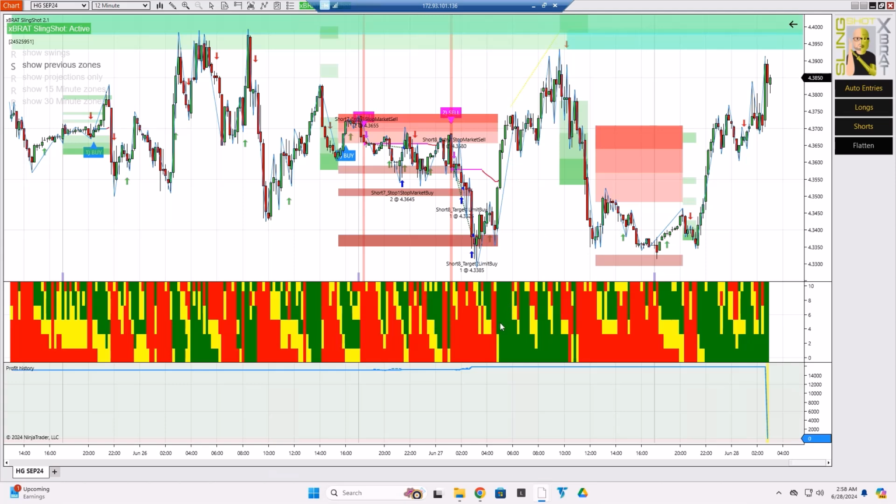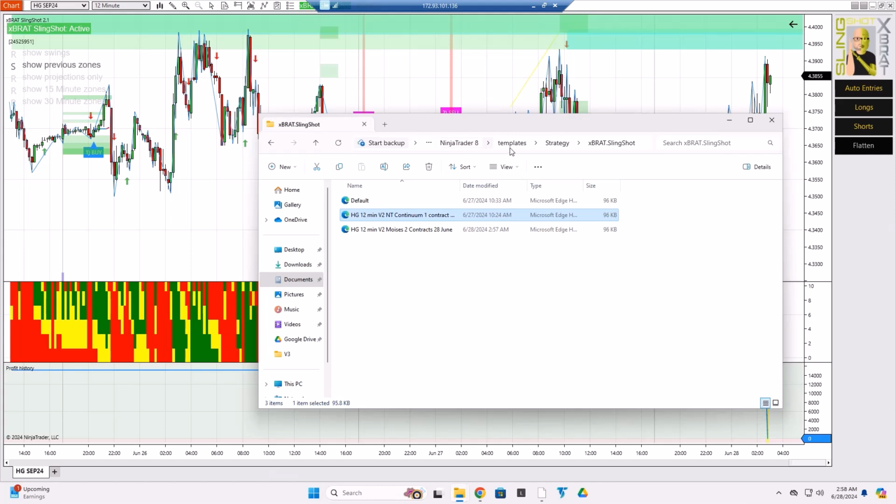So that's it. So one thing now, if we go into the Slingshot folder that we talked about, NinjaTrader, templates, strategy, xBrat, Slingshot. Okay, we can see now that new contract is there. So if you want to share that in the Teams group, you can right click or drag it into the Teams folder, make your folder into the Teams and share it with the community in there. Also then let me know, and if I've got time, I'll go and check it for you.